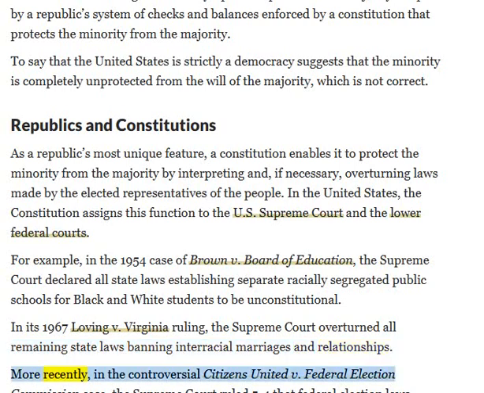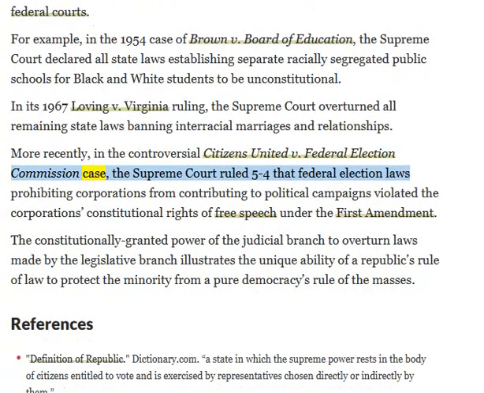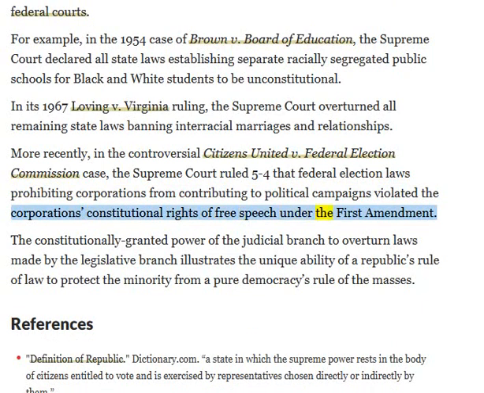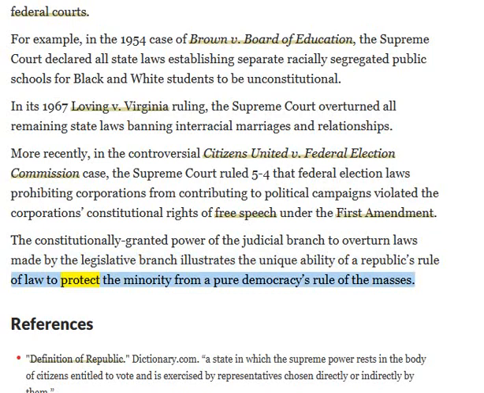More recently, in the controversial Citizens United v. Federal Election Commission case, the Supreme Court ruled 5-4 that federal election laws prohibiting corporations from contributing to political campaigns violated the corporation's constitutional rights of free speech under the First Amendment. The constitutionally granted power of the judicial branch to overturn laws made by the legislative branch illustrates the unique ability of a republic's rule of law to protect the minority from a pure democracy's rule of the masses.